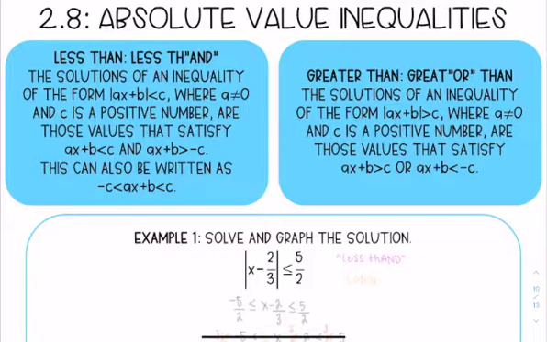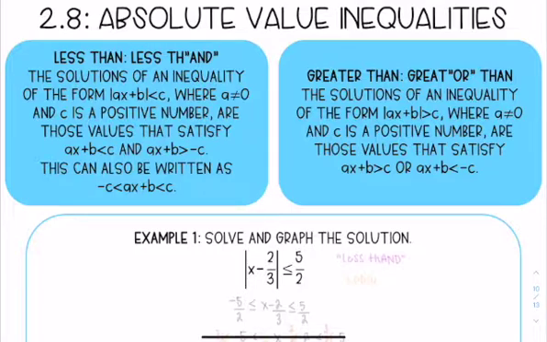We also have a greater than inequality, and you can remember greater than. The solutions of an inequality of the form absolute value of ax plus b is greater than c, where a is not equal to 0 and c is a positive number, are those values that satisfy ax plus b is greater than c, or ax plus b is less than negative c.